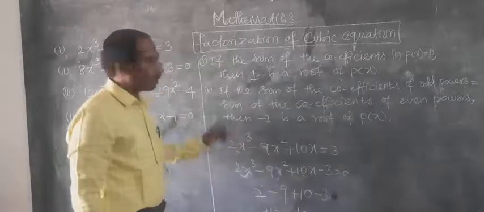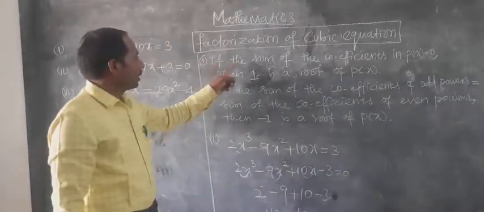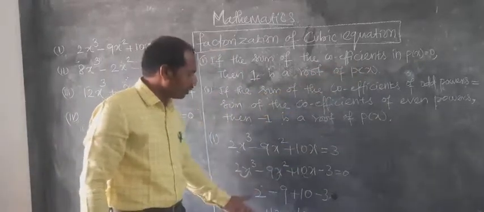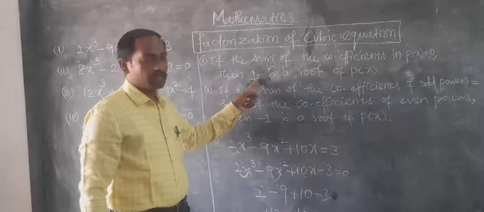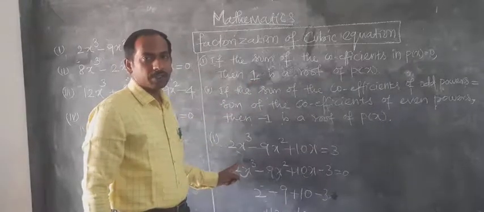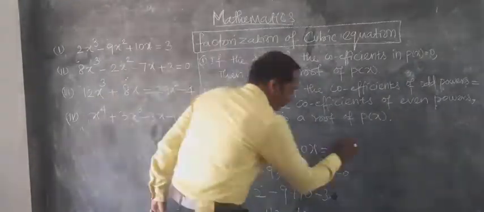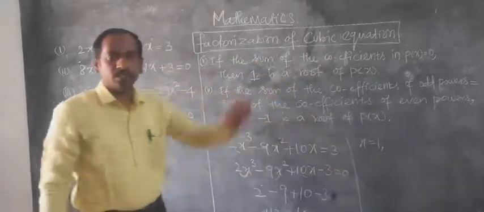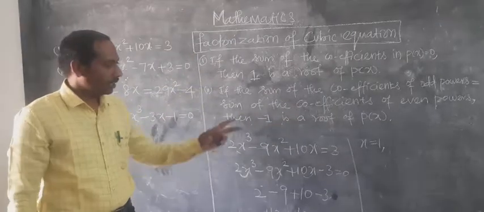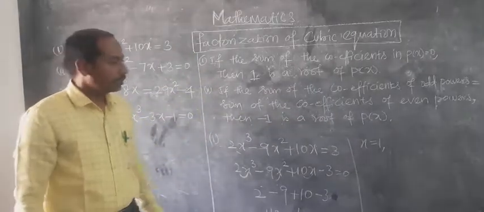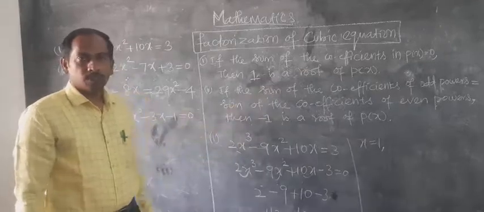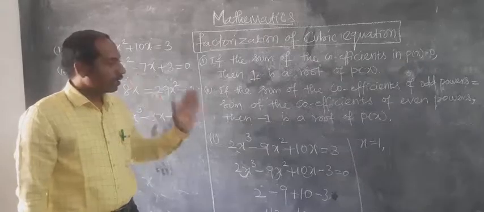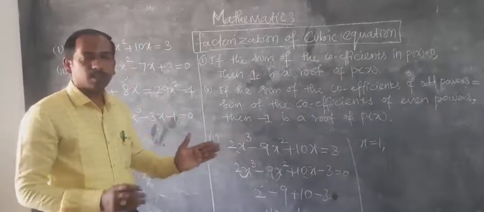So first our condition: if the sum of the coefficients in p of x, the polynomial, is 0, then 1 is a root of this cubic equation. So now we find x equal to 1 is one root. What are the other 2 roots? We want to find them. To find the other 2 roots, just use synthetic division. Then you get the quadratic equation.